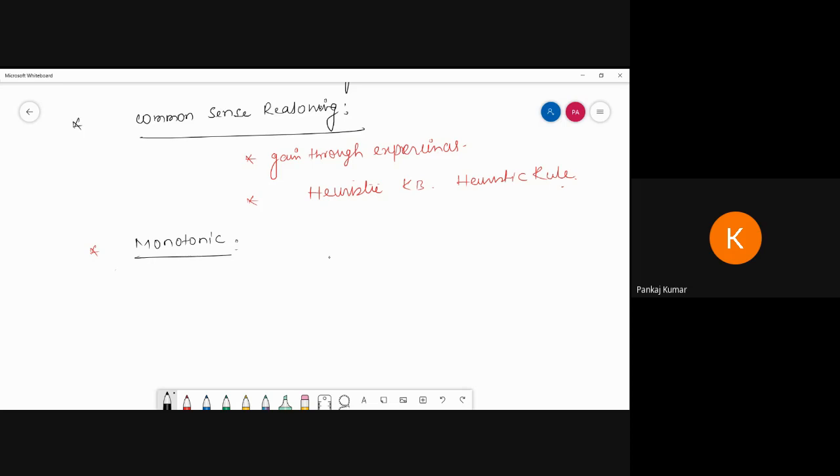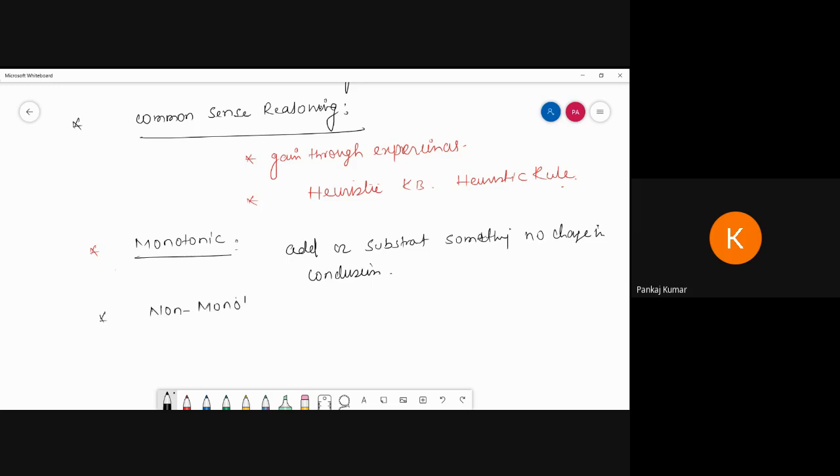Okay, suppose we add or subtract something, no change in conclusion. So that is called the monotonic. We can write: the earth revolves around the sun. Whatever you write, there is no problem. Okay, second last we can say the non-monotonic.